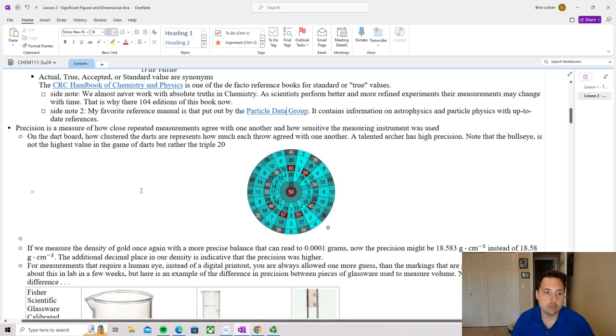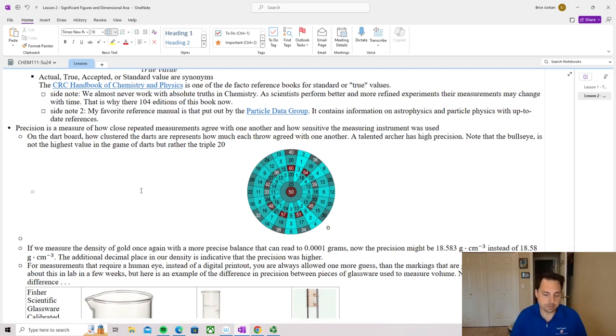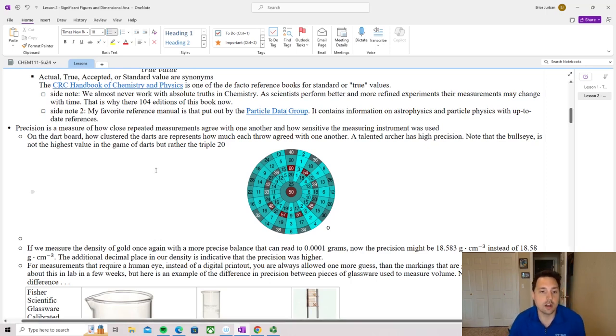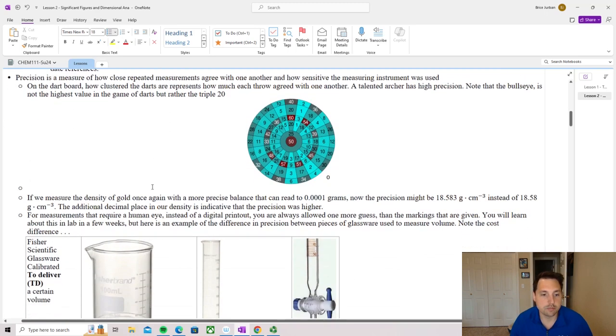It's really nice when we have a high precision instrument, but high precision instruments can also lead us to thinking we have the right value when we actually don't. They might cluster around each other and we haven't calibrated it properly. Now, that's essentially the difference between the two.